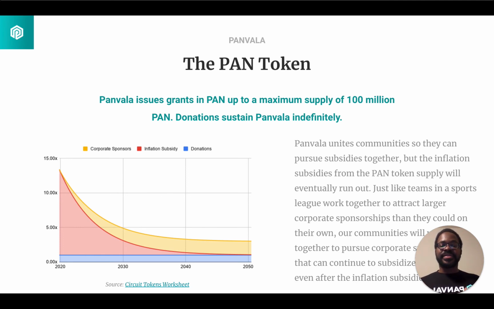And the reason we think this works is because it's kind of like a sports league where at the individual team level, they can get sponsorships, but they can get much bigger sponsorships when they work together at the league level. We think our communities combined in the Panvala League can get much larger corporate sponsorships than they would be able to get as individual communities. So by working together, we build up this endowment that is first funded by inflation subsidies and then gradually transitions over to corporate sponsorships over time. That's where this endowment comes from.